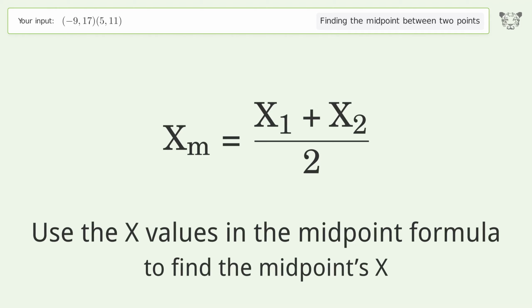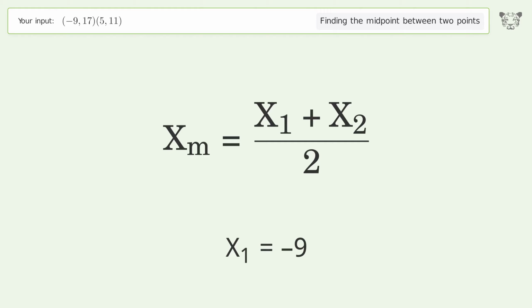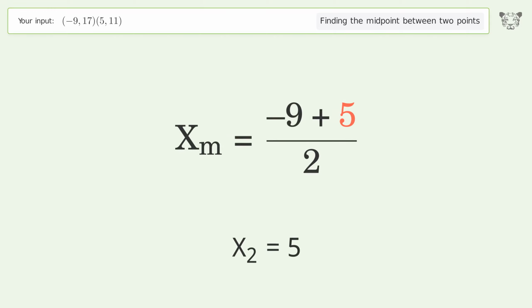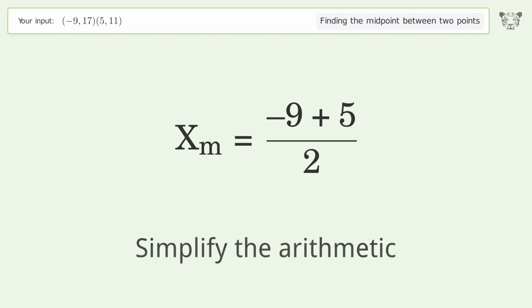Use the x values in the midpoint formula to find the midpoint's x. x1 equals -9. x2 equals 5. Simplify the arithmetic.